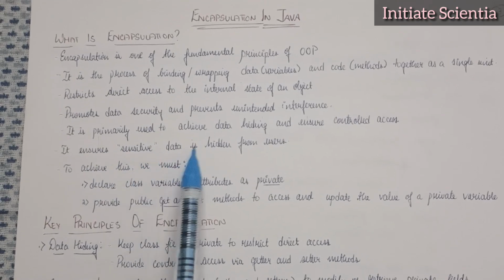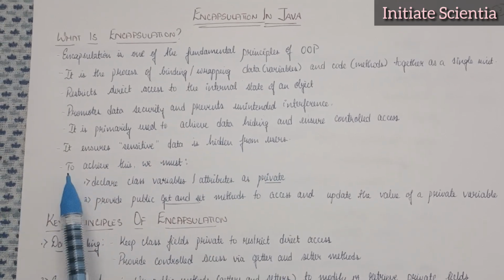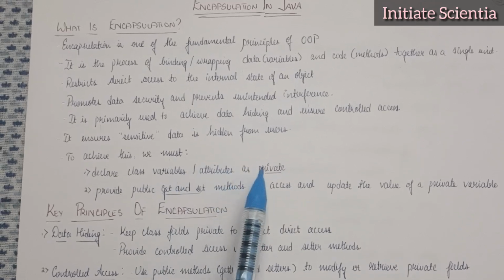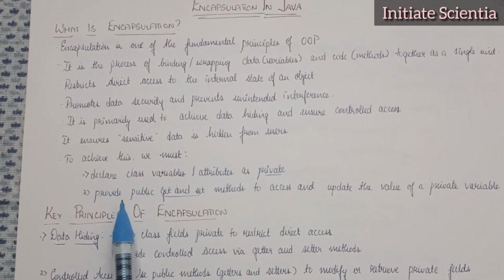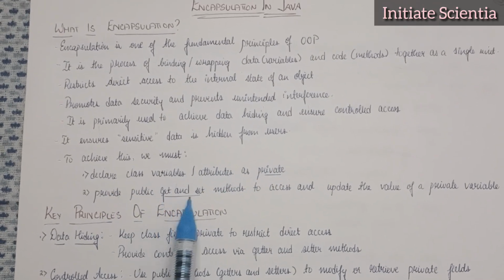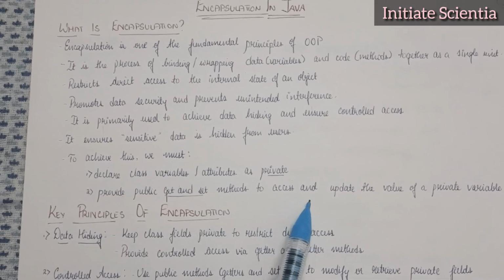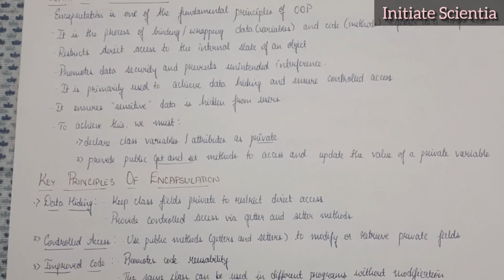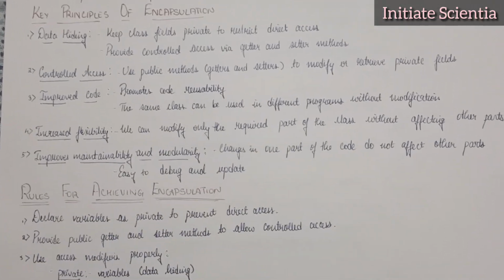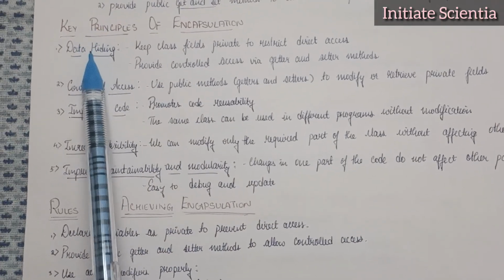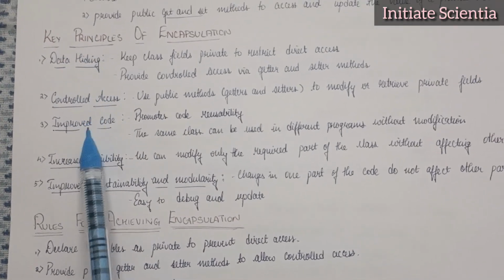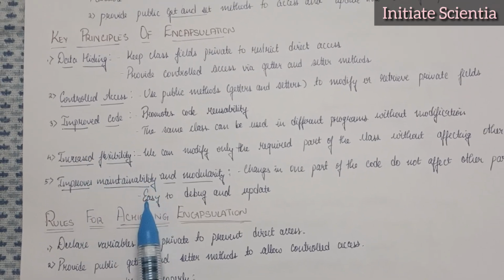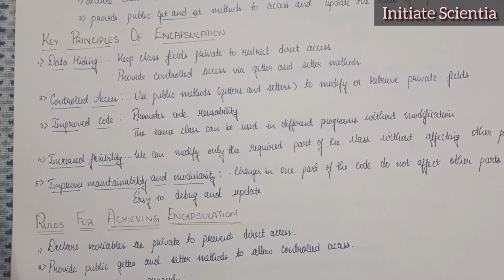It ensures sensitive data is hidden from users. To achieve this, we must declare class variables or attributes as private and provide public getters and setters methods to access and update the value of a private variable. Next, key principles of encapsulation: data hiding, controlled access, improved code, increased flexibility, improves maintainability and modularity.